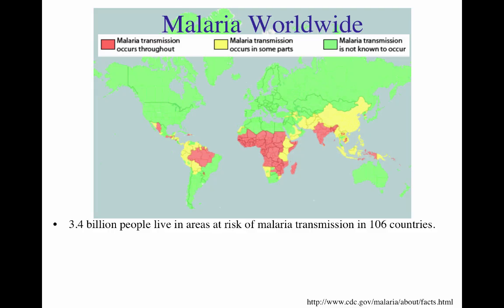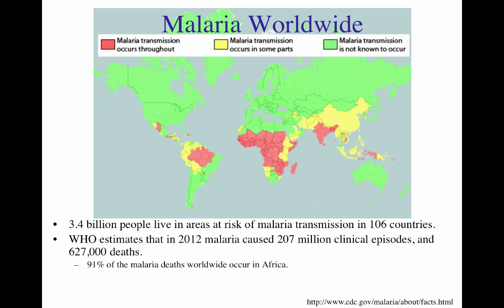Now, when we think about malaria, there are about 4.3 billion people living in areas that are at risk for malaria in about 106 countries. The countries in green are countries where malaria transmission is not known to occur. The countries in yellow are areas which have malaria transmission, and the countries in red are areas where malaria can occur. As you notice, there is a band in the middle of the planet where malaria happens, and it's usually the tropical and subtropical areas.